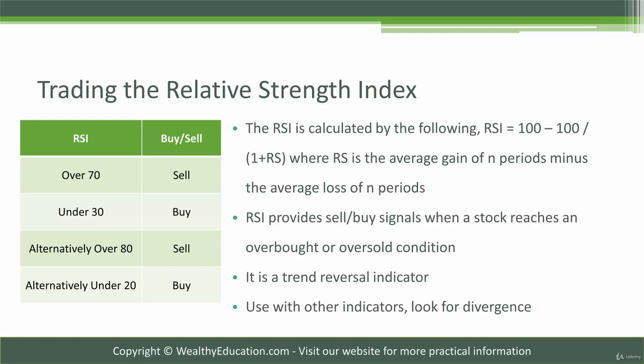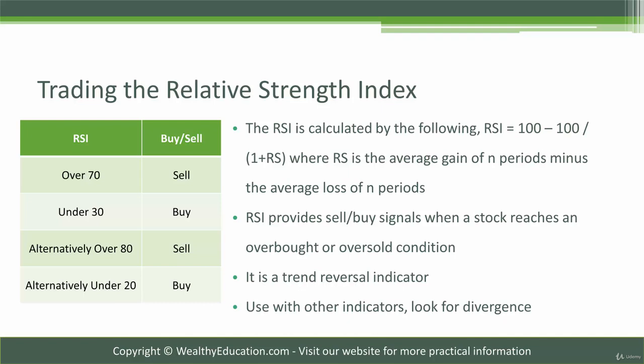Some traders like to use 80 and 20 as opposed to the 70 and 30 level with RSI. So if you're a more conservative trader, you're going to look to sell a stock, or again, tighten your stops when RSI reaches the 80 level, and you're going to look to buy the stock when RSI dives under 20.